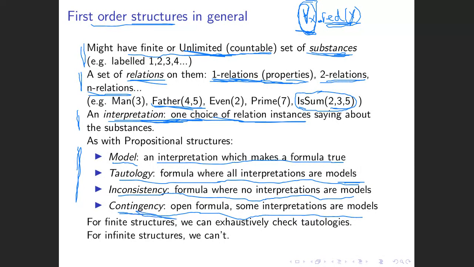That's called a contingency. So if you have a finite structure, you've got a finite number of these substances and relations between them, then it's very easy to check for tautologies, because you can just try out every interpretation, of which there are a finite number, and you find out if they're all true. And then you have a tautology. If your structure is infinite, then it is not always impossible, but at least harder to decide whether something is true or false. For all x is red, where x is people, and there's an unlimited number of people, you can't go around checking each one to find out if it's true or not.